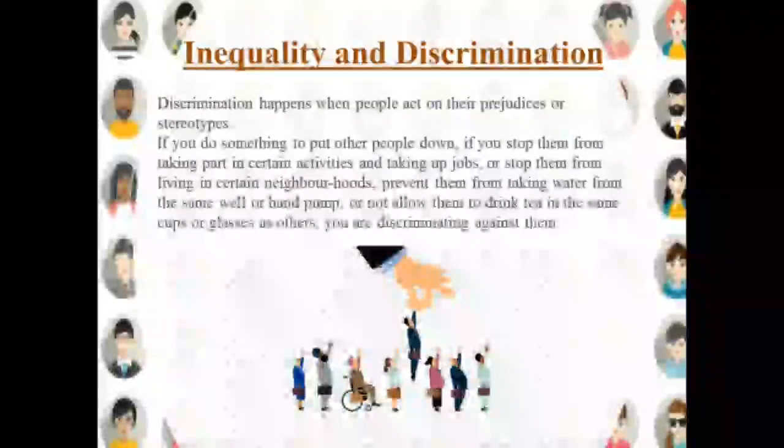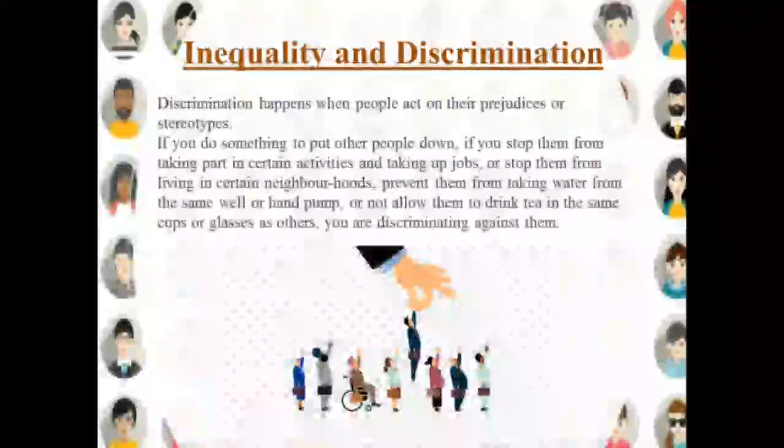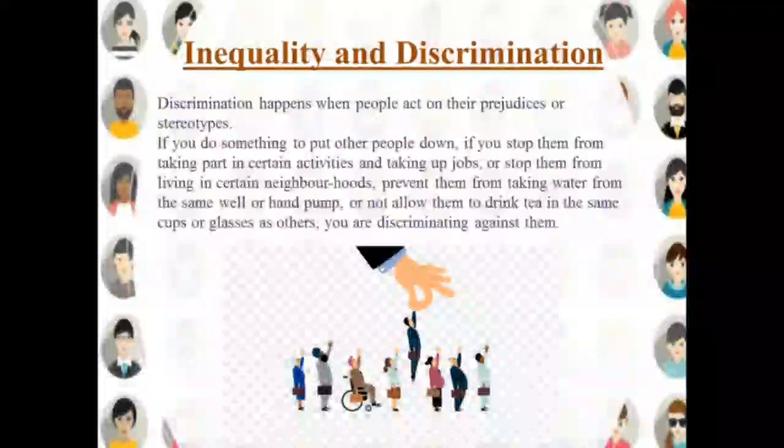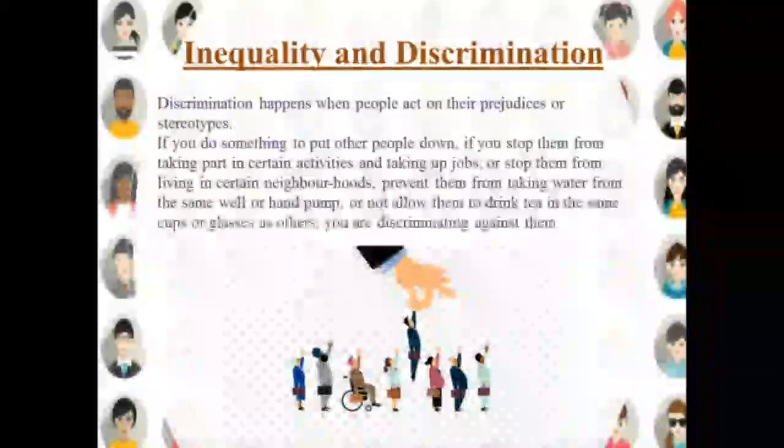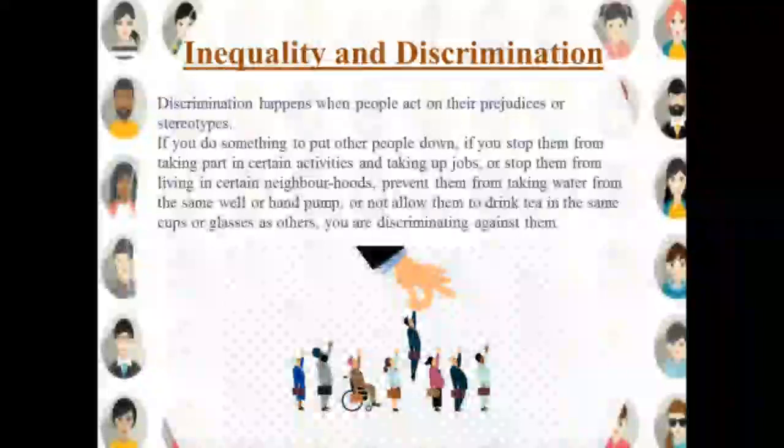Inequality and discrimination. Discrimination happens when people act on their prejudice and stereotype. If you do something to put other people down, if you stop them from taking part in certain activities and taking up jobs, or stop them from living in certain neighborhoods, prevent them from taking water from the same well or hand pump, or not allow them to drink tea in the same cup or glasses as others, you are discriminating against them.